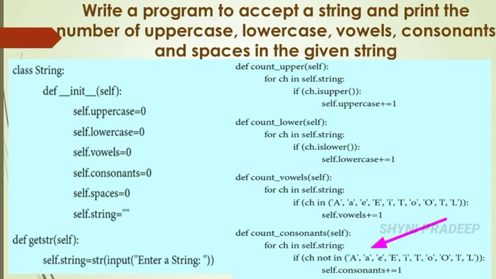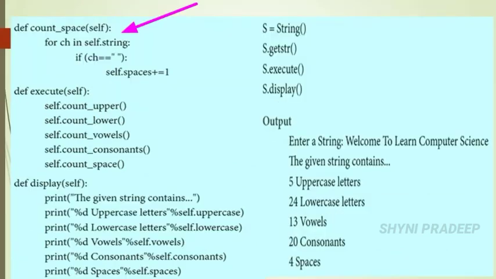These are the vowels. All the values except vowels are the consonants. If consonants are present in that given string, this consonant value will be increased by 1. And next, count space. If any spaces are present in that given string, the spaces will be increased by 1. The initial value of spaces is 0.